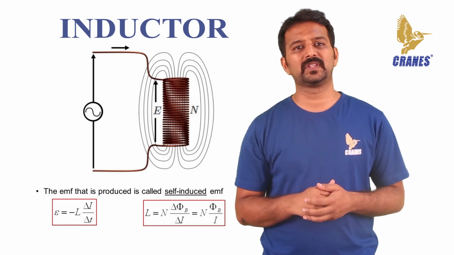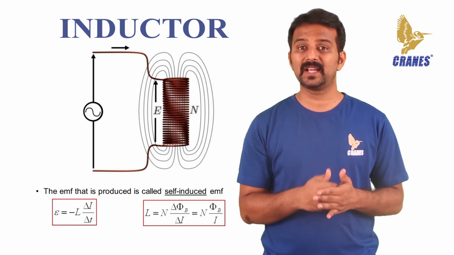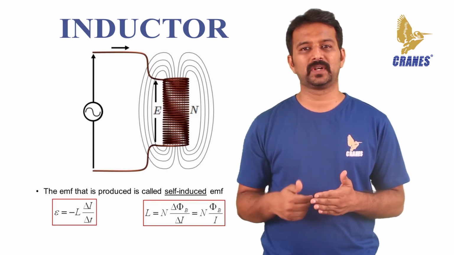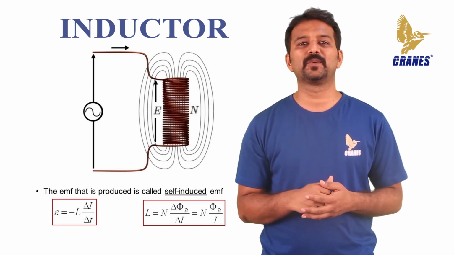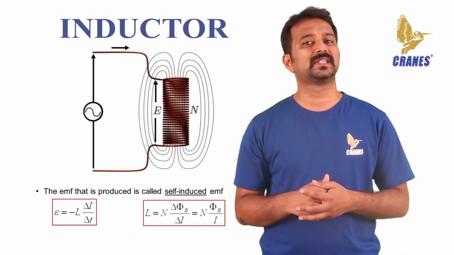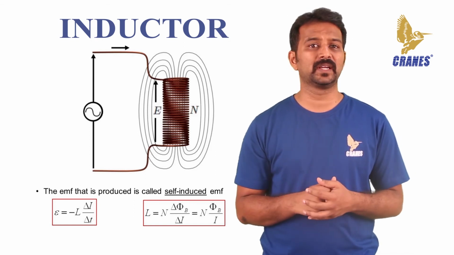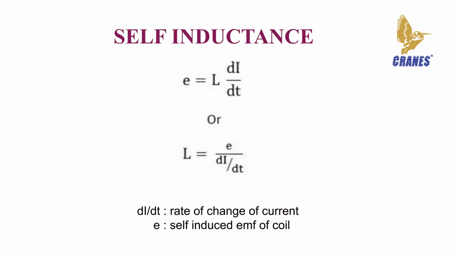Self-inductance does not prevent the change of current, but it delays the change of current flowing through it. This property of the coil only opposes the changing current, which is nothing but the alternating current, and it does not affect the steady current, which is the direct current, when it flows through it.